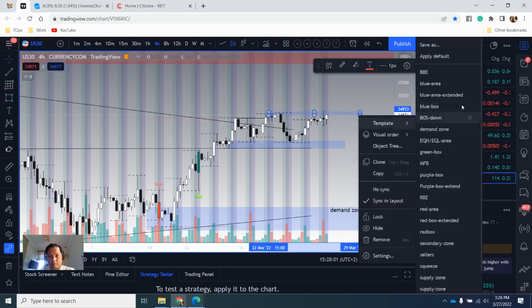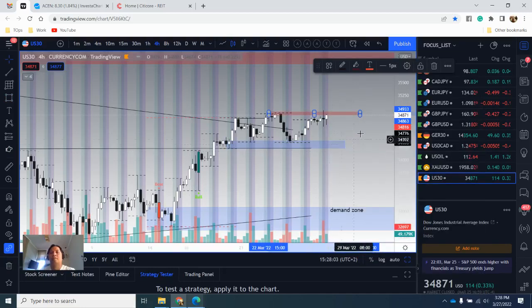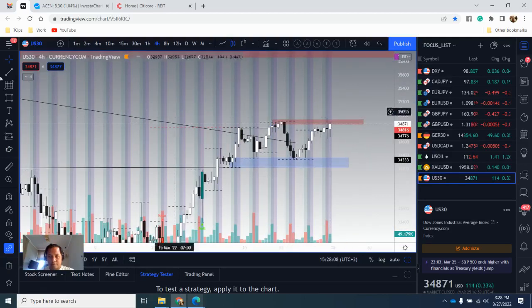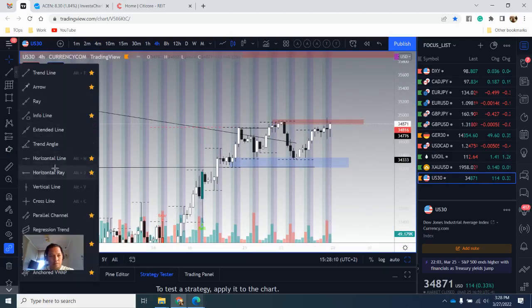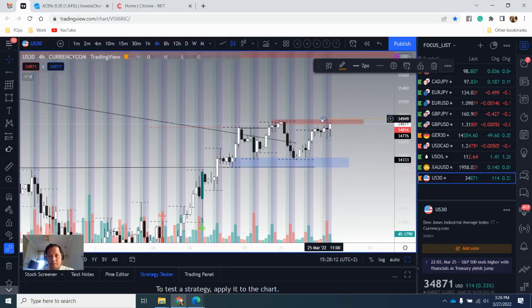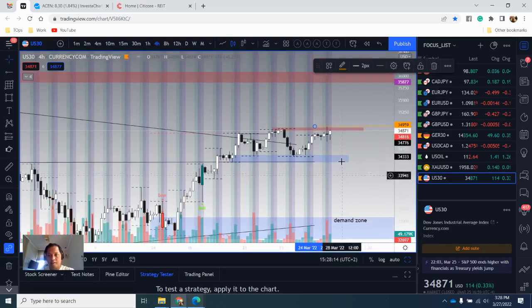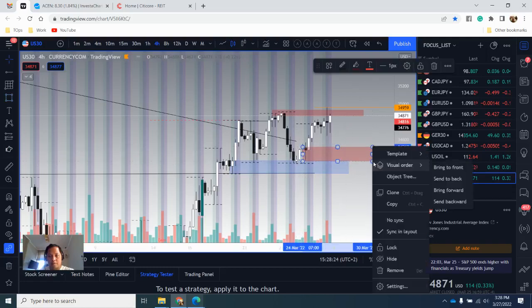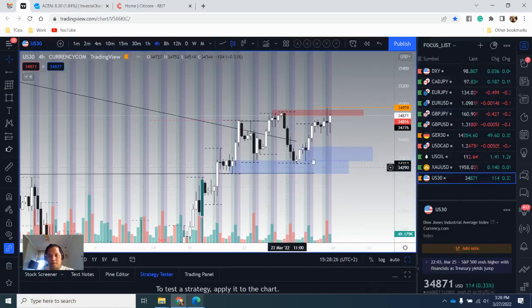testing this minor supply zone. So if the price moves above this high, we'll be looking for a long trade to go here, or you wait for a pullback for the price to come here on this order block with imbalance.